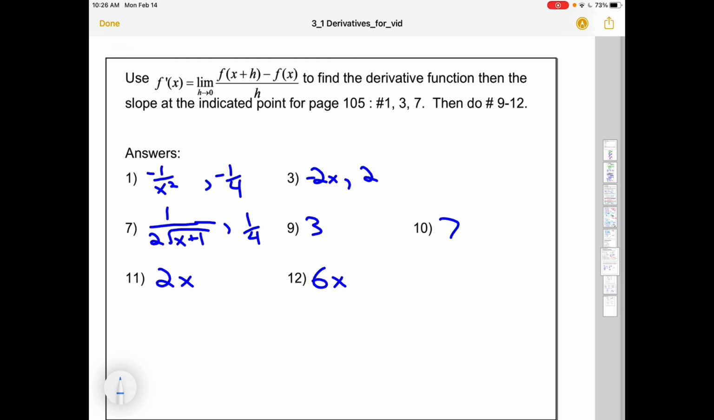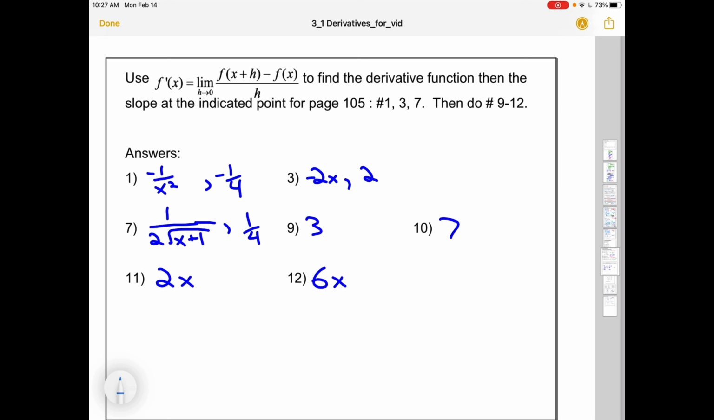There are also some practice questions in the book. I'm going to ask you to find the derivative function and then find the slope at the indicated point, because really the key here is us being able to find f prime of x. This is on page 105, do 137, then 9 to 12. And there are the solutions for those from the Finney 4th edition AP Calculus textbook.